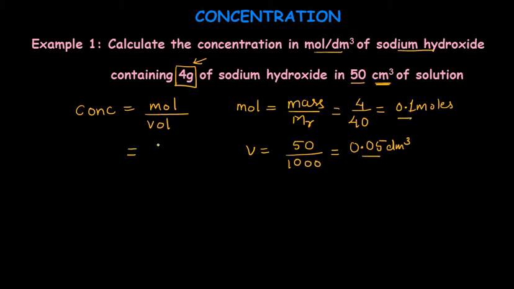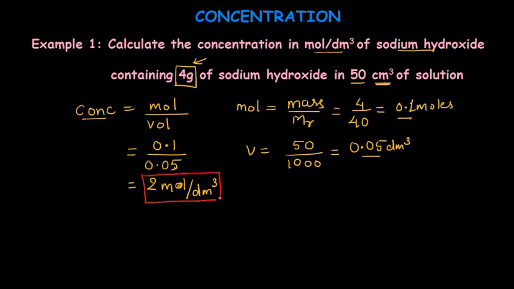Now let's substitute these values in the formula of concentration. So here is moles, 0.1 divided by 0.05, the volume in decimeter cube. So the answer is 2 moles per dm cube. Now don't forget to write the unit when we are calculating some amount or some value. So our final answer for the concentration is 2 moles per dm cube.